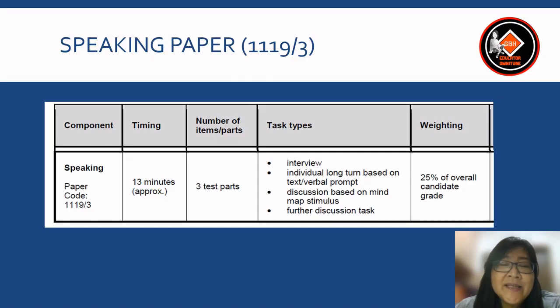So paper 3 is the speaking paper. The code is 1119-3. The timing is about 13 minutes. Number of items: there are 3 parts. The first one is the interview, followed by the individual long turn based on text or verbal prompts, and the third part is a discussion based on a mind map stimulus. Also in the third part, you have further discussion tasks. The rating is 25% of the overall candidate grade.